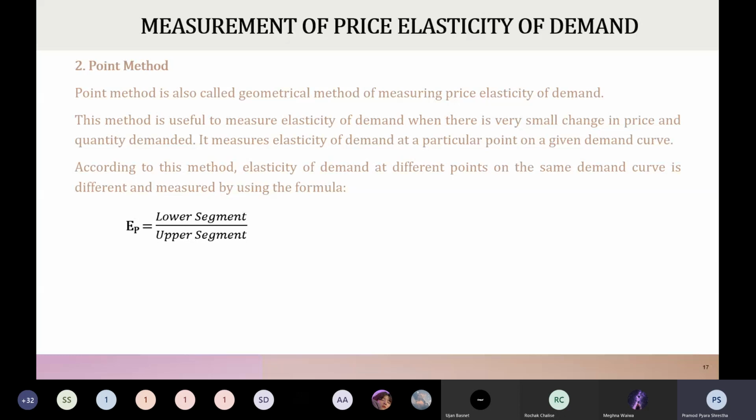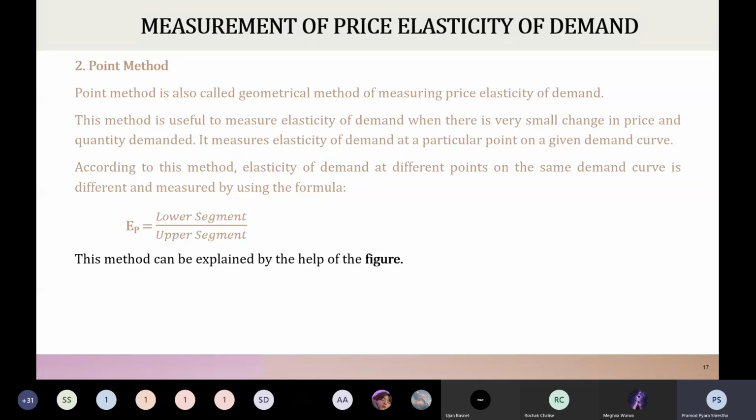This method is also called the geometrical method, and under this method, elasticity of demand is different at different points on the same demand curve, and it is used when there is a very small change in price and quantity demanded. The formula to calculate price elasticity of demand is EP equals the lower segment of the demand curve divided by the upper segment of the demand curve. So these are the things we have to consider.